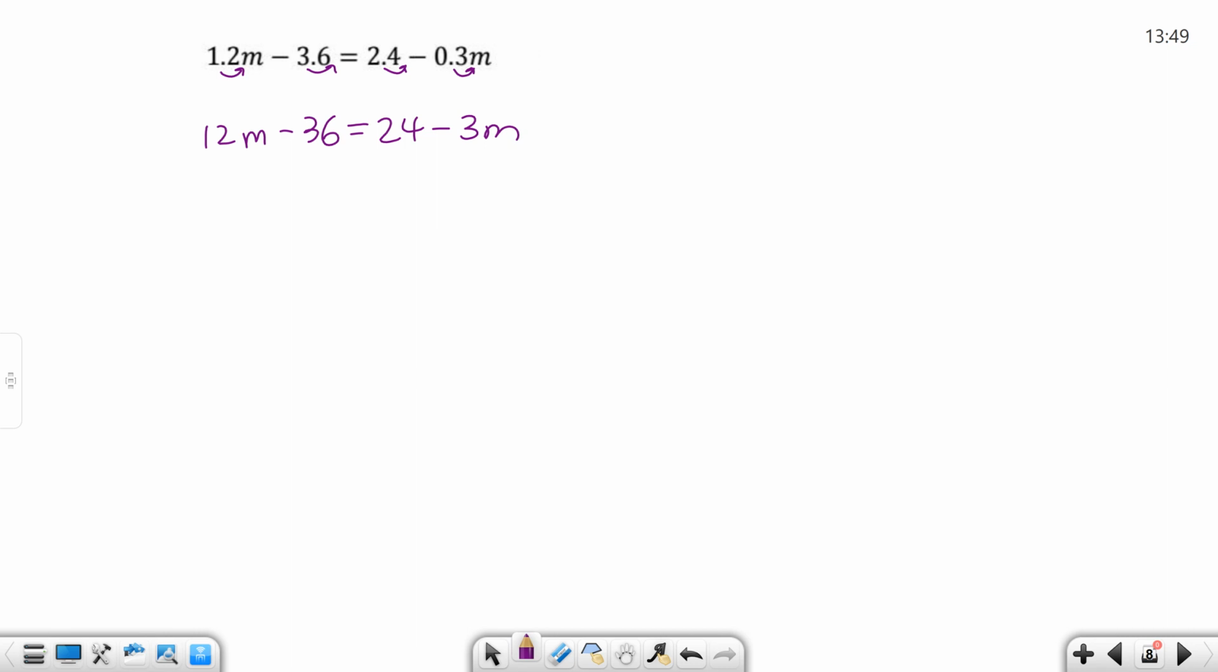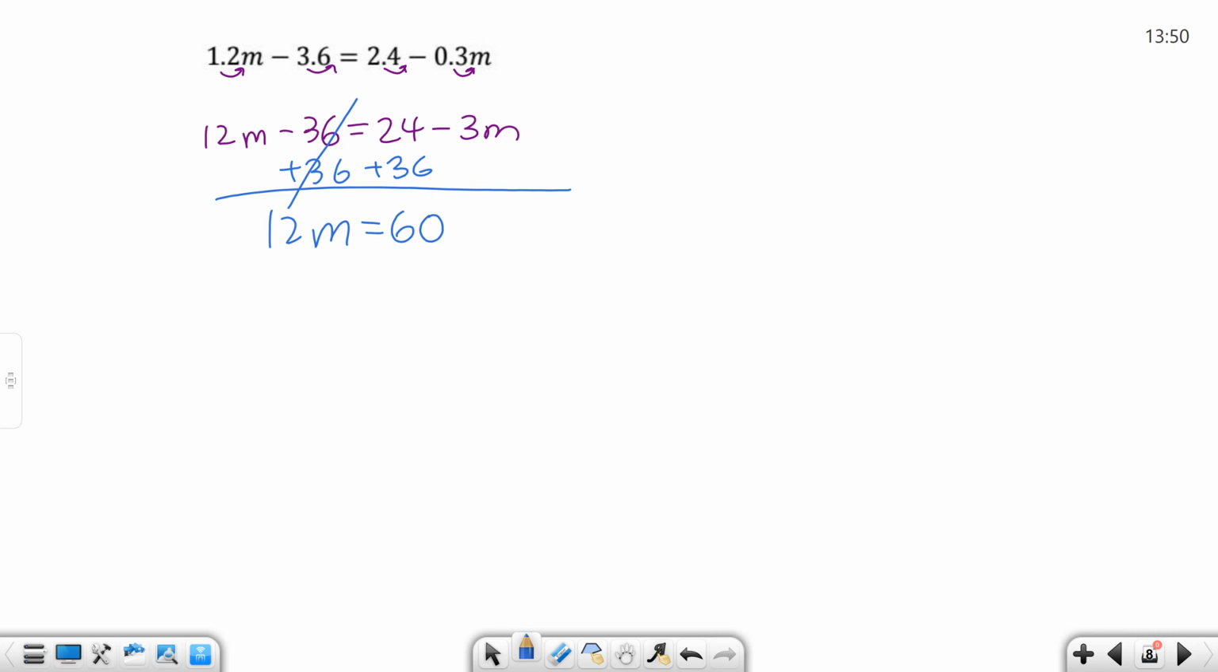Now I don't have a decimal anywhere in that equation. That's great. So now I just solve it. What do you want to move? Well, again, you can pick any of these four things because the m's are not one apart. I'm going to move the negative 36 and add it to both sides. If I do that, that cancels.